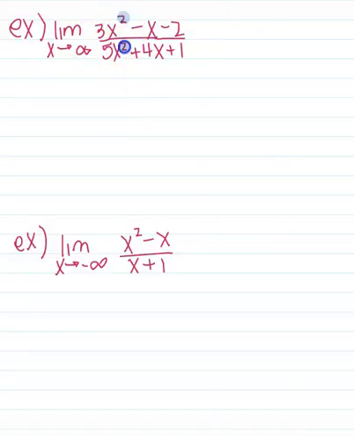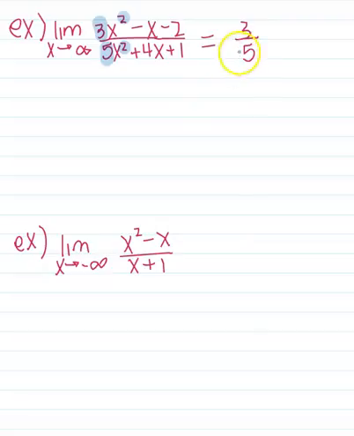Degree on top is 2, degree on the bottom is 2. So what case is it? Yep, that is right. It is case 3, where you just take the lead coefficient over the lead coefficient. So my answer to this limit is the same as the horizontal asymptote, which would be 3 over 5.